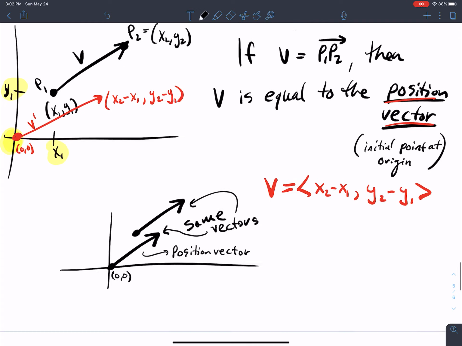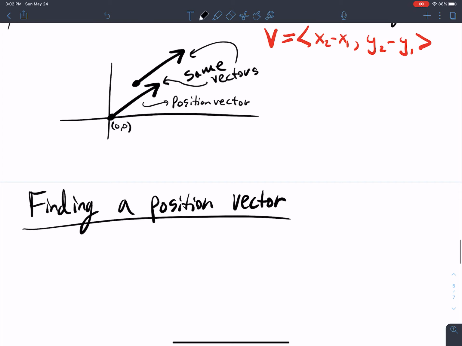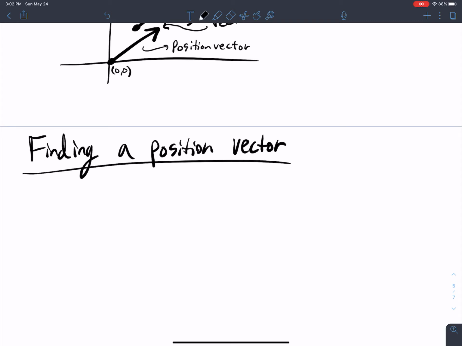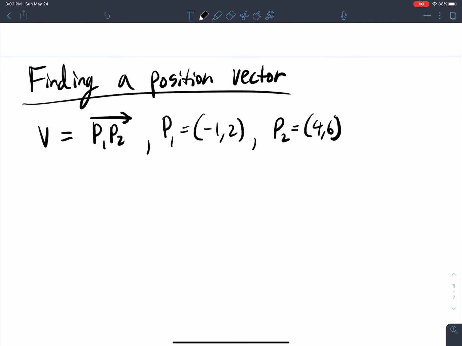Now, finding a position vector, I kind of showed you a little bit arbitrarily, but I want to show you what you can do. So, finding a position vector. All right, so say you've got V equal P1P2, where P1 is equal to negative 1, 2, and the second point, P2, is 4, 6. Okay? So negative 1 and then up 2. And then 4. So 1, 2, 3, 4. And up 6. 1, 2, 3, 4, 5, 6. All right. So that's P1 and that's P2.